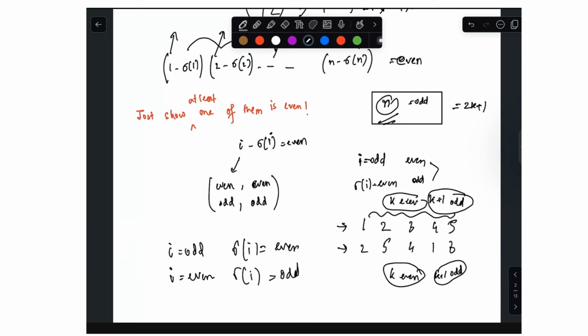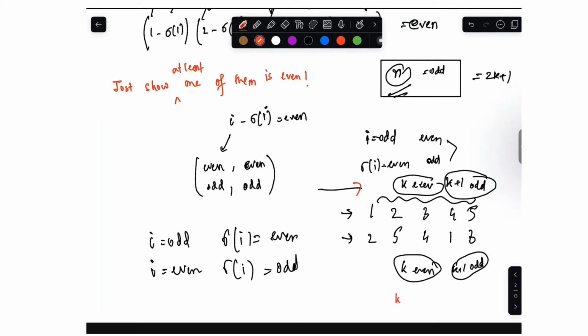You're mapping each of them to that. Now understand, for this whole product to be odd, for k even you need k odd, and for k plus 1 odd, you need k plus 1 even. And it should come by rearranging these two only, right? But this can never happen. Why? Because you're just rearranging the same thing.